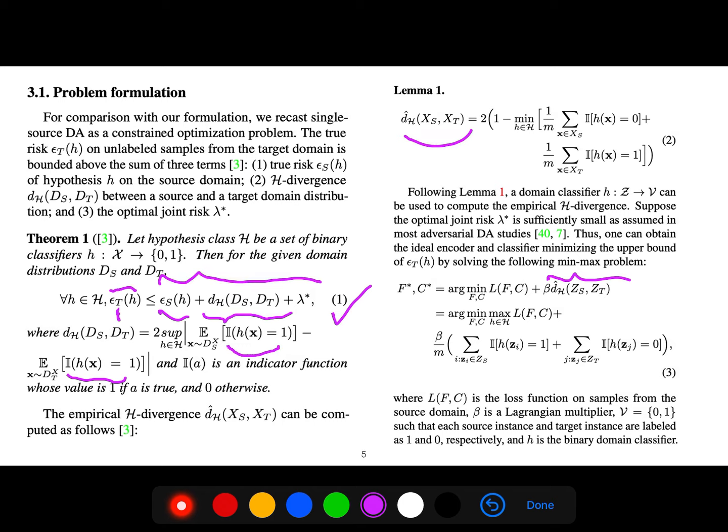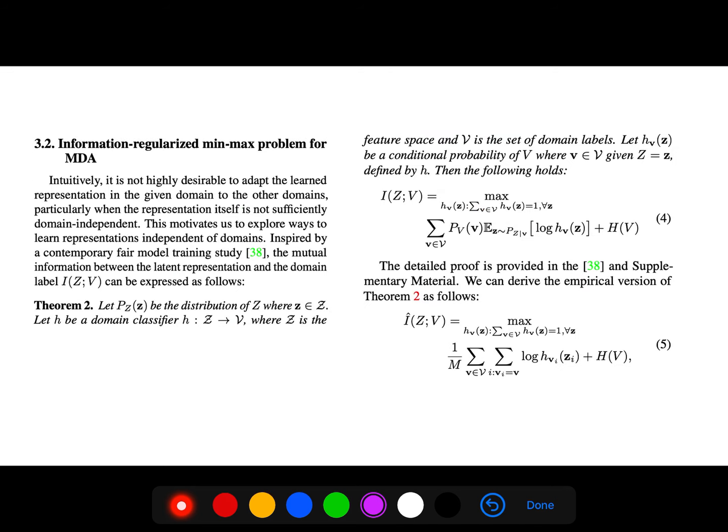And the empirical risk for the source can be written like this. So let P be the distribution of Z, where Z is in the feature space. Let H be a domain discriminator, where Z is the feature space and V is a set of domain labels. So from feature space, for each element, we want to say which domain it belongs to. So this is our domain classifier.